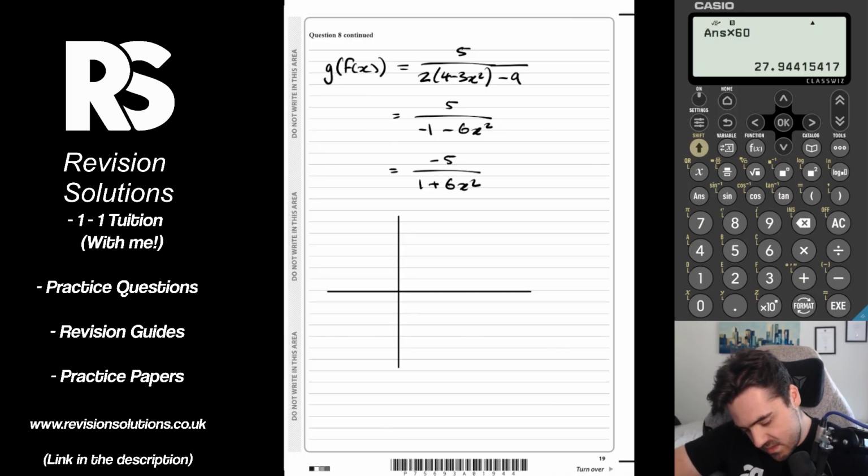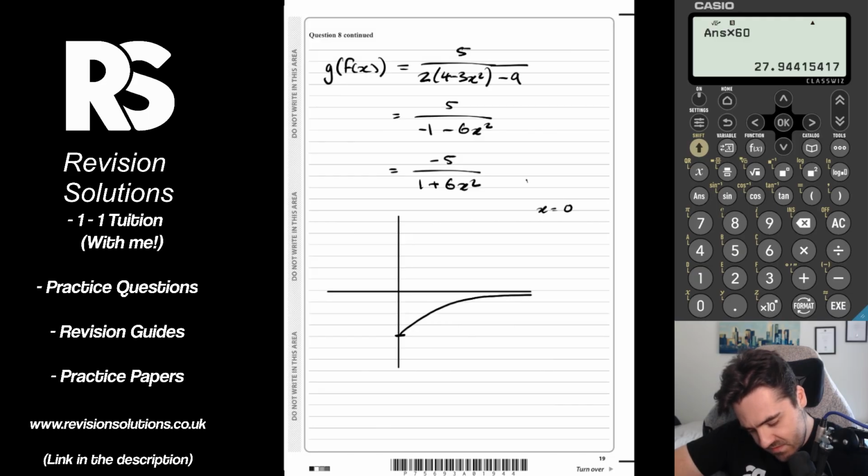So when x is 0, we're going to get minus 5 over 1. So it's going to be minus 5. And then as x gets larger, this denominator is going to grow. So it's going to be minus 5 divided by a larger and larger number, which means it's going to go closer and closer towards the x-axis.